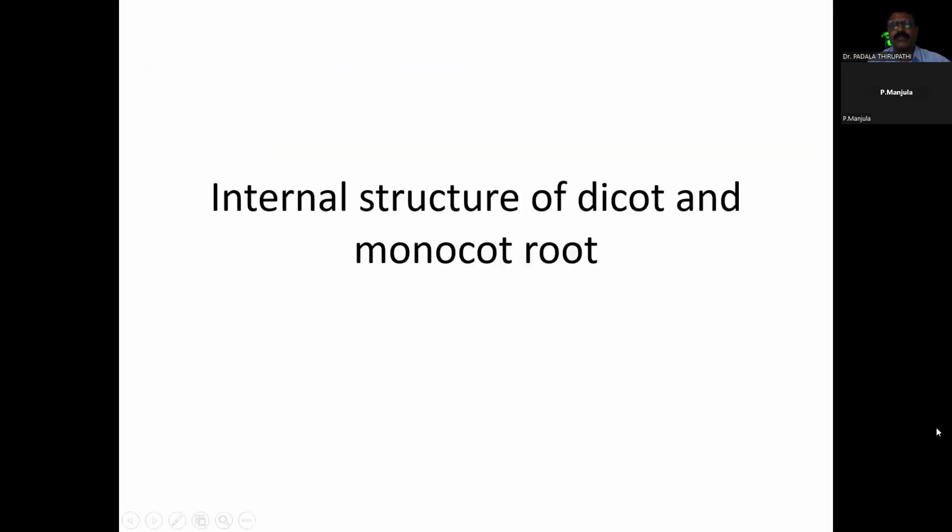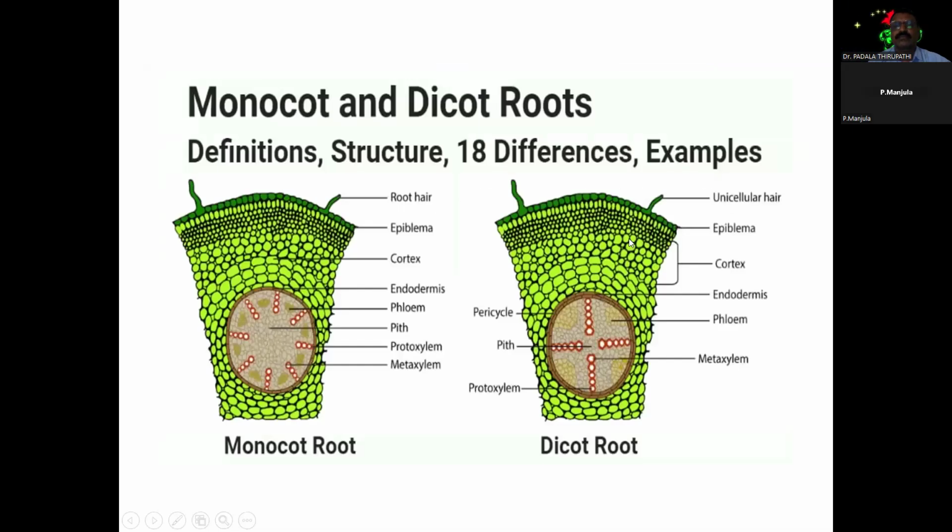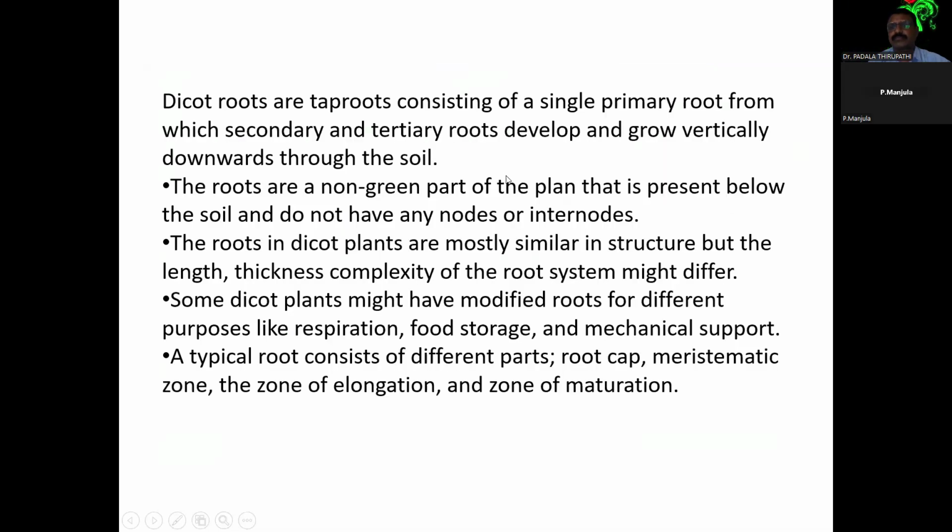So today's topic is the internal structure of dicot and monocot root. The main difference between dicot root and monocot root is that dicot roots are taproots, whereas monocot roots are fibrous roots. In dicots, the taproot system is seen, consisting of a single primary root, from which secondary and tertiary roots develop and grow vertically downwards through the soil.